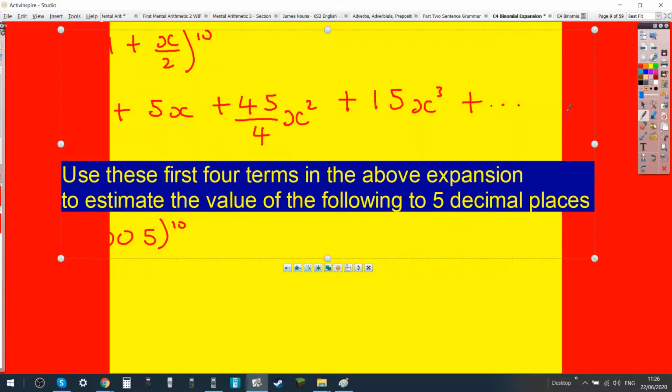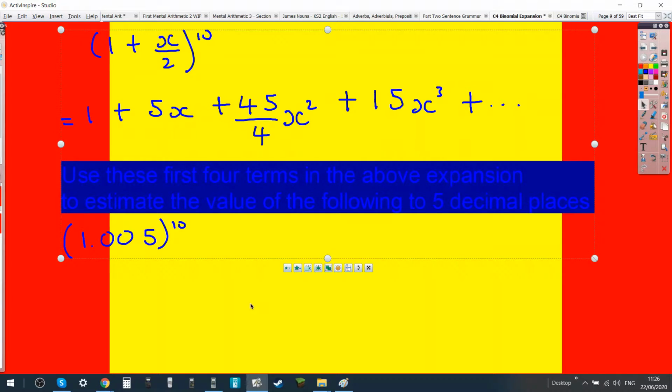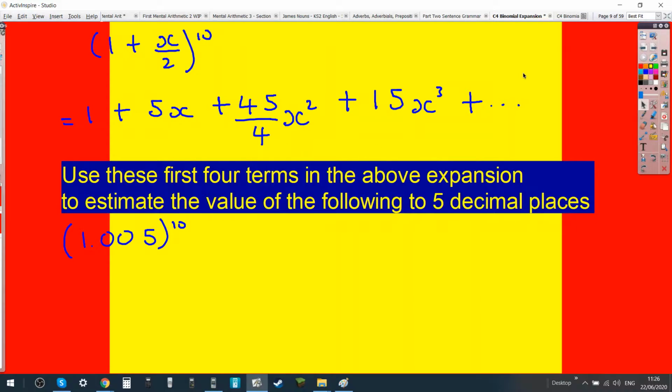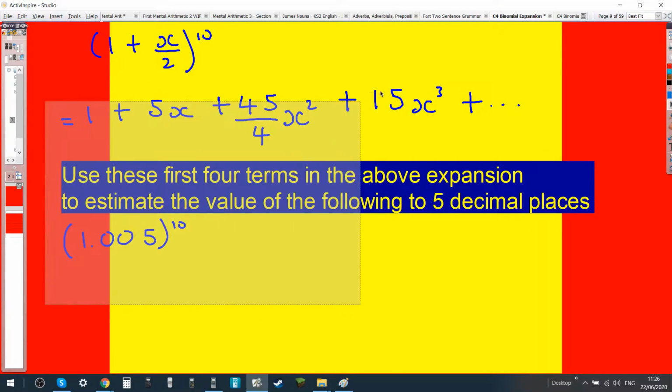Okay. Oops. Let me just change color. That didn't work. That worked. Ooh, okay. There we go. 1 plus da da da da. Use these first 4 terms to estimate the value of this. Any idea how you do this one?